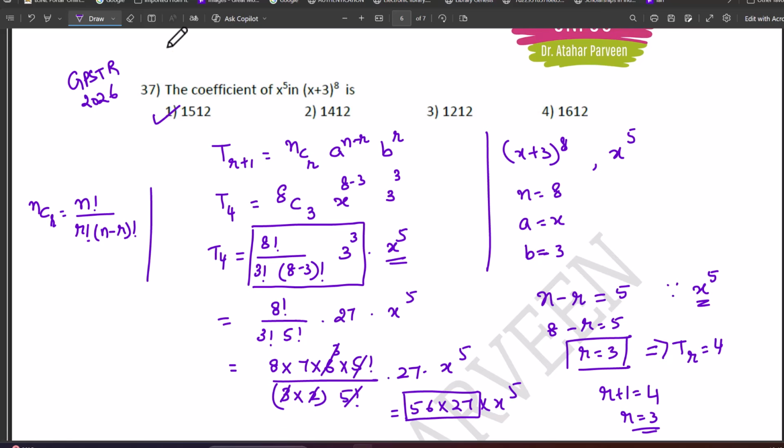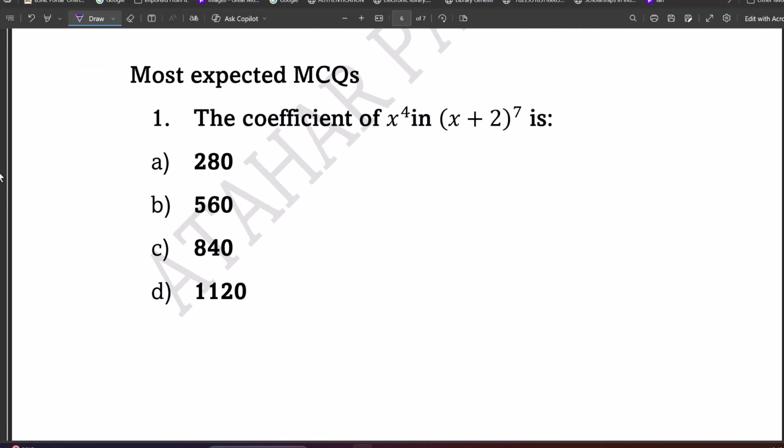I will give you few more examples, so things will become easy. The question is, the coefficient of x to the power 4 in (x plus 2) whole to the power 7 is. So first what you have to do, they have given x to the power 4. So you do n minus r is equal to 4. And what is n? They have given 7. So 7 minus r is equal to 4. r will become 3, which directly implies that our T(r+1) is equal to T4. Clear, right?